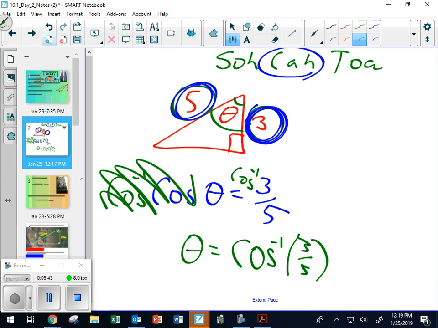You type that into your calculator. 3/5 you could just change to a decimal in your head quick. Can you change that to tenths quick in your head? To be 6/10, to be like 0.6. See what I mean? So then you go inverse cosine of 0.6. That's a little quicker.